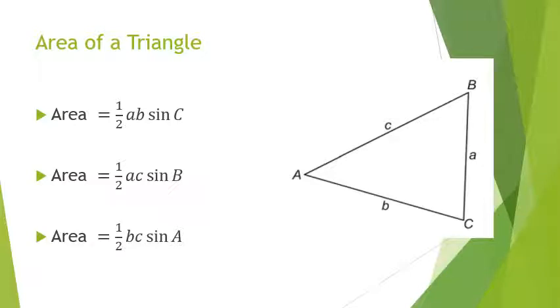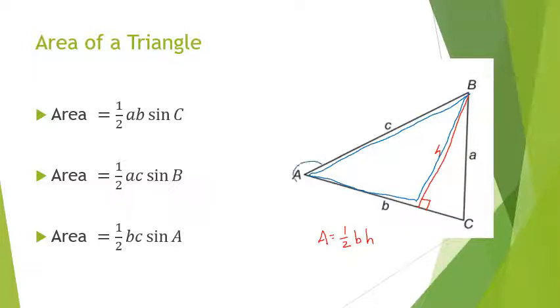So remember, in the past we've learned if you drop a height down like this, that's the height, then we learned that the area is 1/2 base times height of a triangle. But what if you don't know the height? So notice when we drop that height down, what we've made is a right triangle right here.